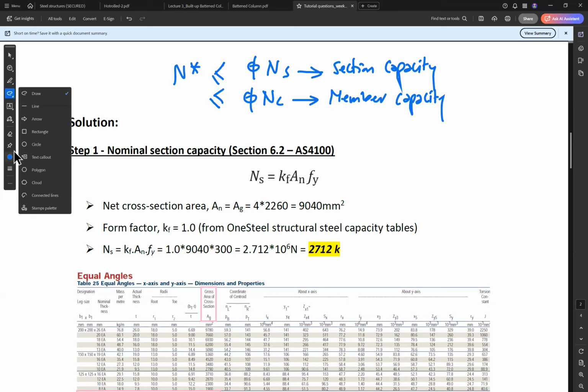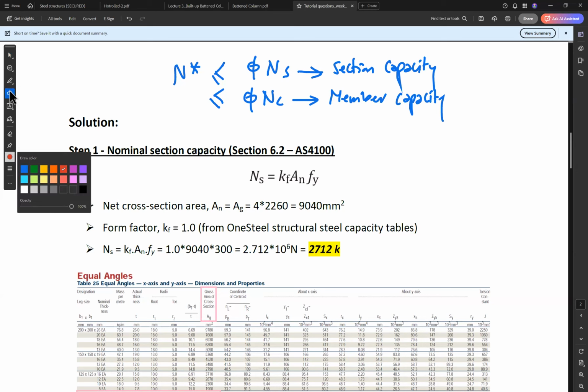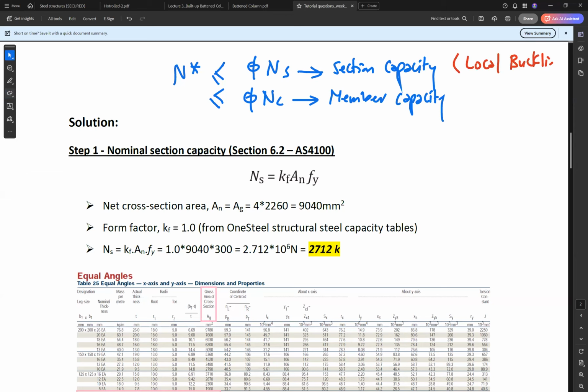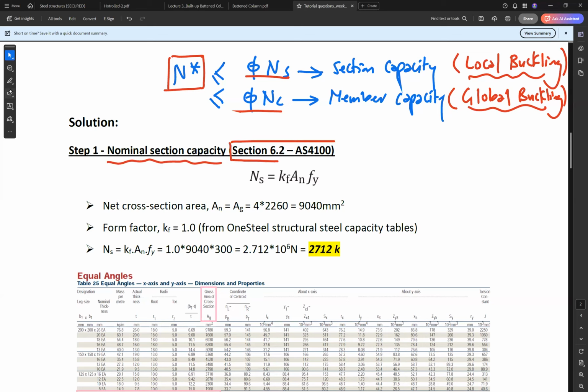where section capacity is concerned with local buckling or local behavior of the column, and the member capacity is considering the global buckling behavior of the column. Okay, so these are the two capacities. So we need to find phi Ns, phi Nc, and N asterisk will be the smallest of these two. So let's start with the nominal section capacity, section 6.2 of the Australian Standard 4100.